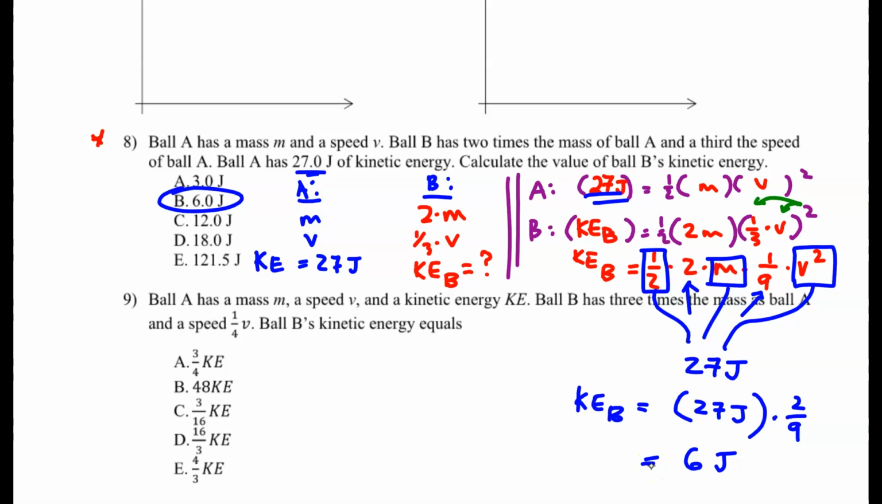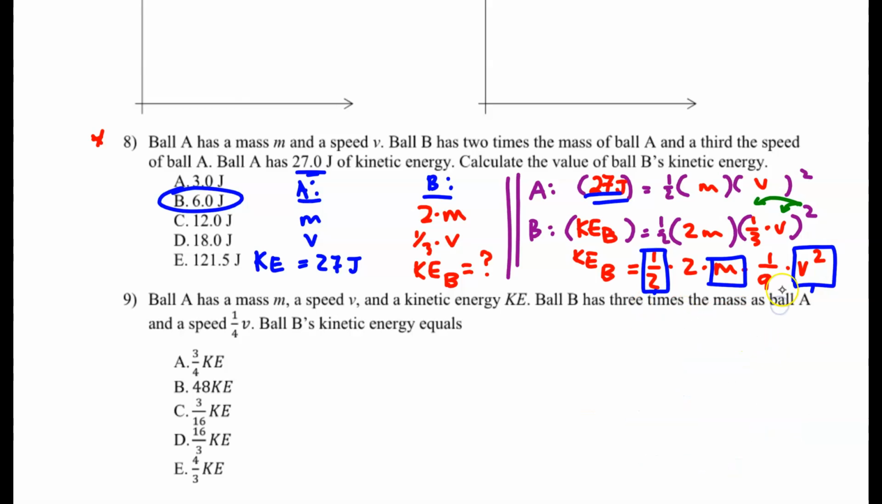The final step is substituting. This is what most people mess up. Most people forget to include the 1/2, right? And instead, what they'll do is they'll cancel these out, and then they'll substitute for mv squared, and they'll say that mv squared is 27, but it's not 27. mv squared times 1/2 is equal to 27. That's why you keep the 1/2 there.